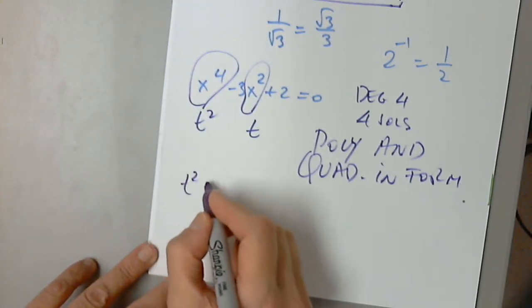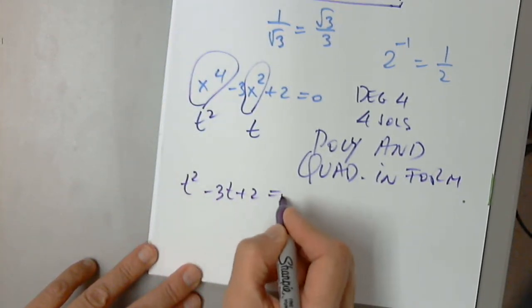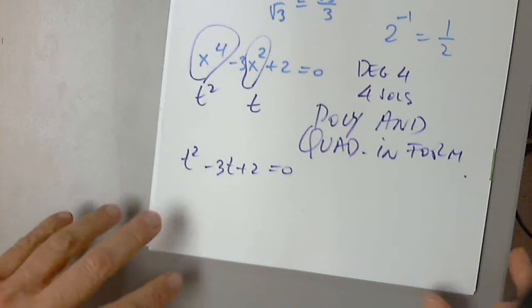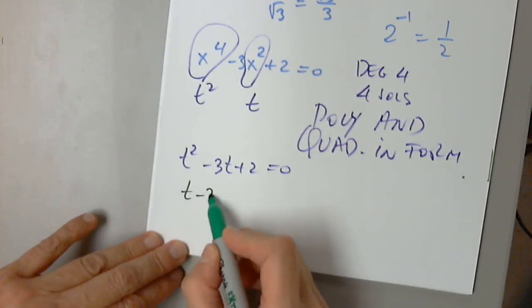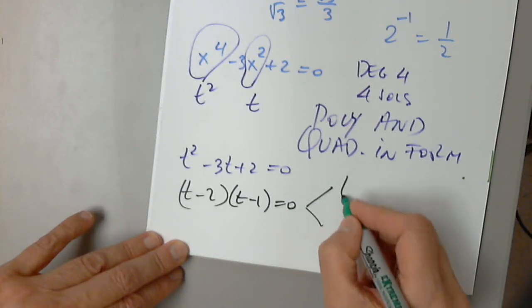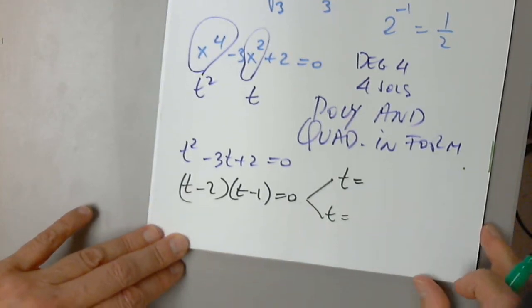So then t squared minus 3t plus 2 equals 0. We've done this, correct? We remember this, right? Okay. So we factor into t minus 2 and t minus 1. We get 2 options for t. What are they?